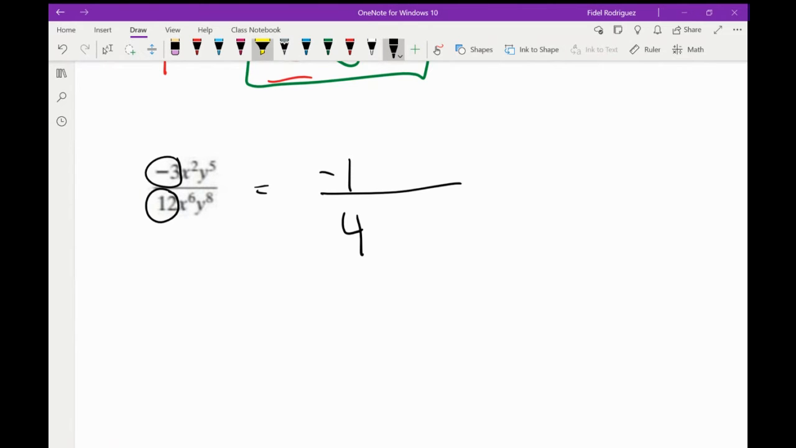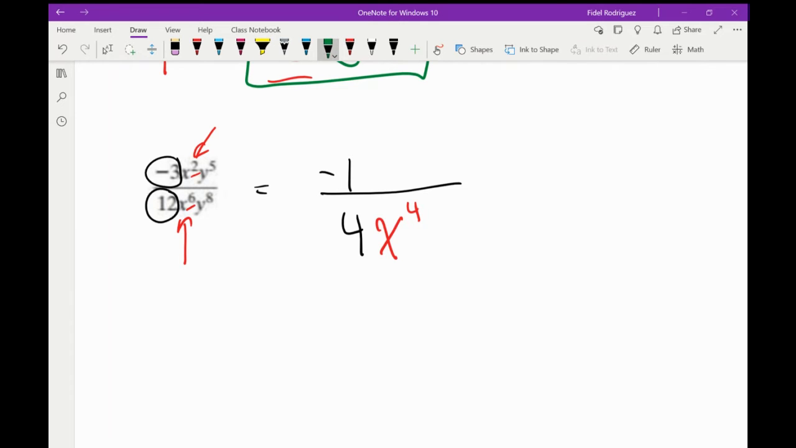And then now we're going to take a look at our x's. So there's 2 x's on the top, and there's 6 x's on the bottom. So there's more x's on the bottom than there are on the top. So now when I subtract 6 minus 2, it's going to leave me with 4.